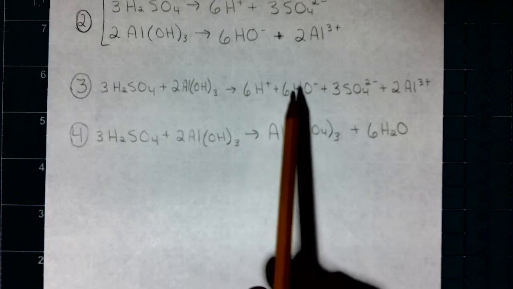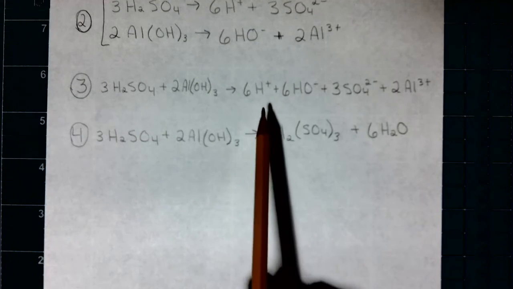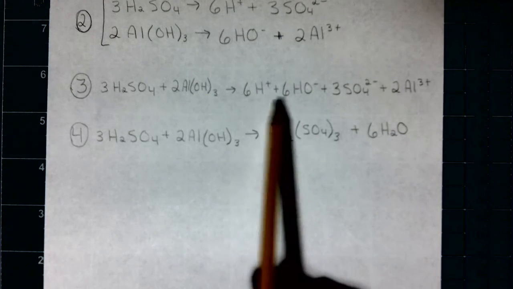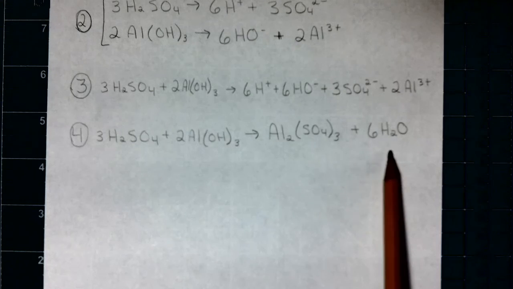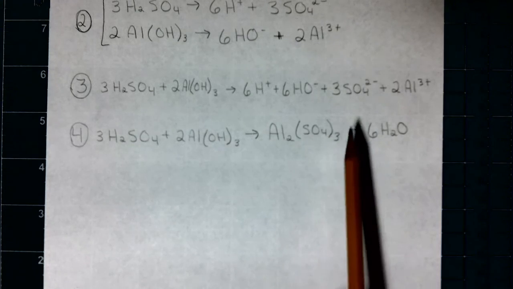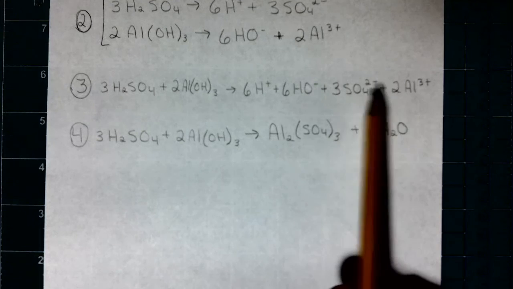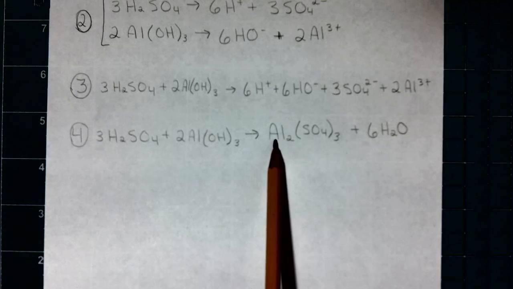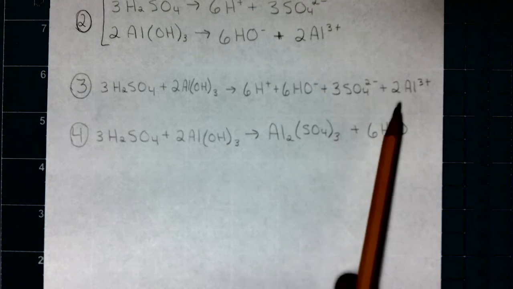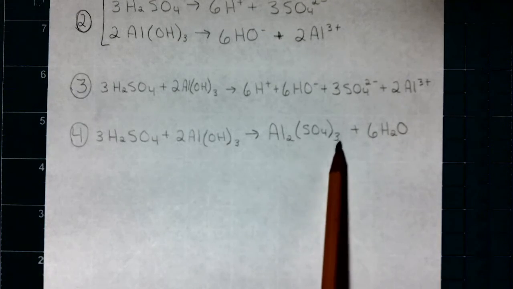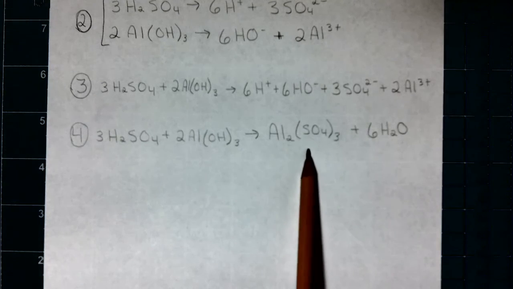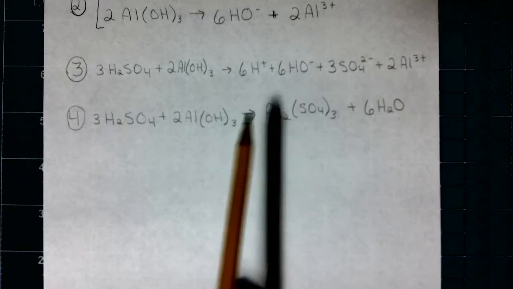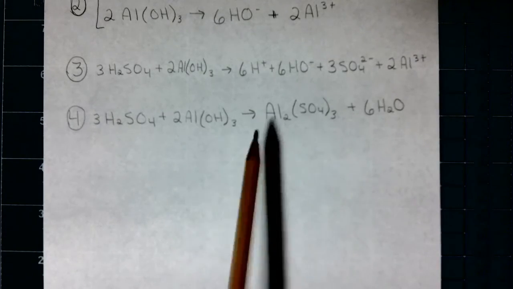And again, we have to figure out what we're doing with this side. We have 6 of these and 6 of these guys. We know those are going to combine together to make waters, so we wind up with 6 water molecules. We have 2 aluminums and 3 sulfates, so we know that that's going to be Al2(SO4)3. And now we've balanced this guy, which is probably one of the trickiest ones you're ever going to come up against.